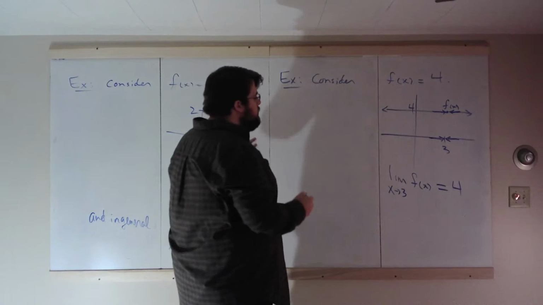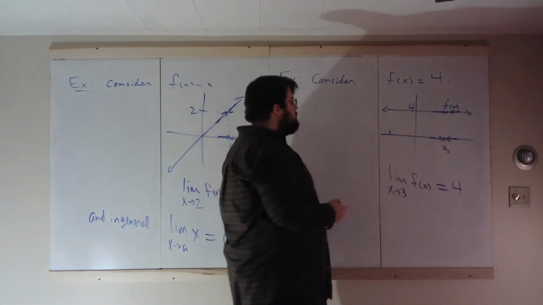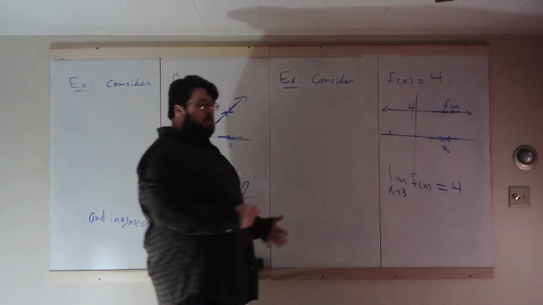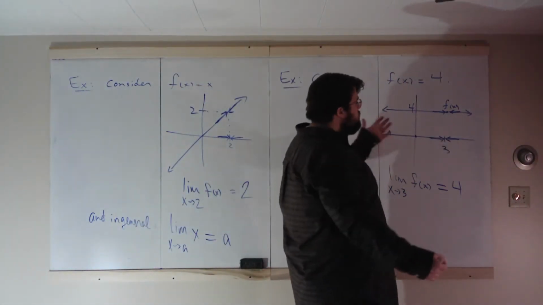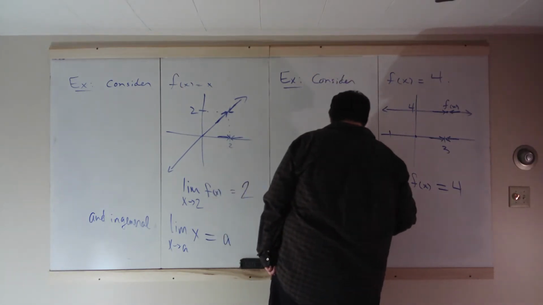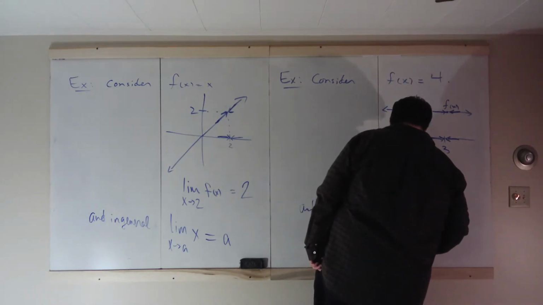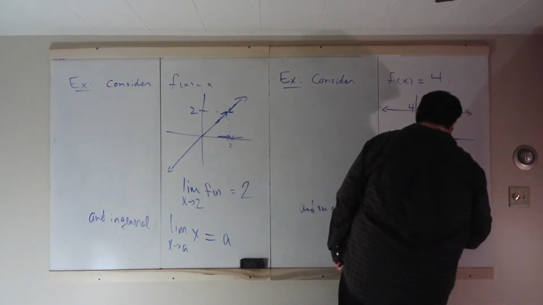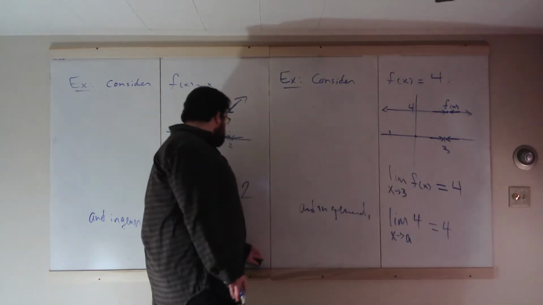And just like this one, that generalizes. This 3 could have been any number. It could have been -2. It could have been pi squared. It could have been 0. No matter which number we chose for this constant function, by an argument just like this, the limit would be 4. So we'll say, and in general, limit as x approaches a of f of x equals 4, equals 4. No matter which x value we choose, that limit would be 4.